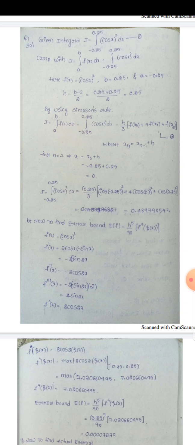F double dash x equals the derivative of minus sin 2x, which is minus 2 cos 2x. The third derivative of f of x equals minus 2 into the derivative of cos 2x, which is minus sin 2x into the derivative of 2x, which is 2. Already there is a minus in front, so minus sin 2x, minus minus becomes plus, so it becomes 4 sin 2x.